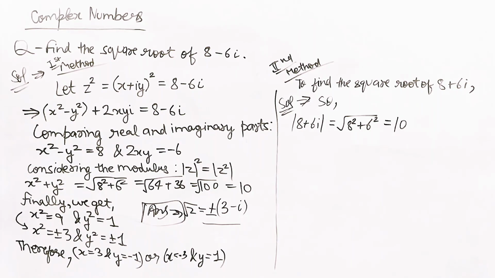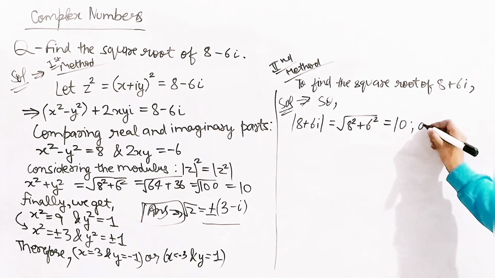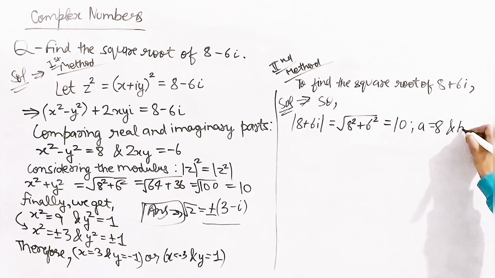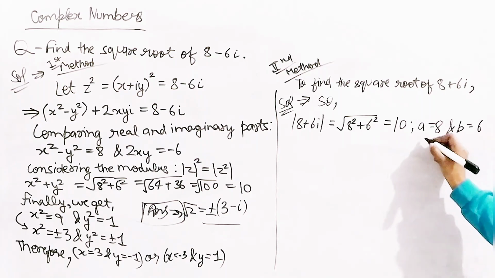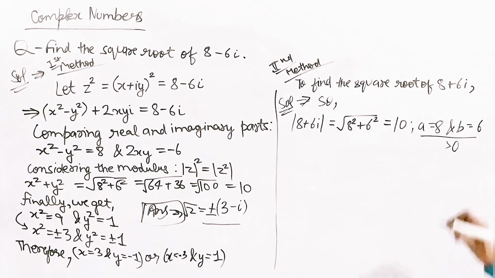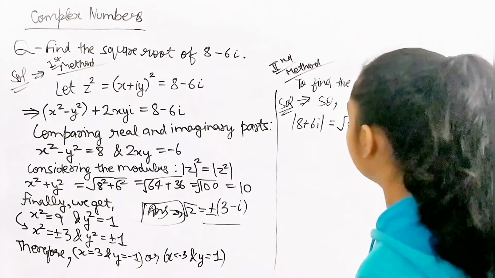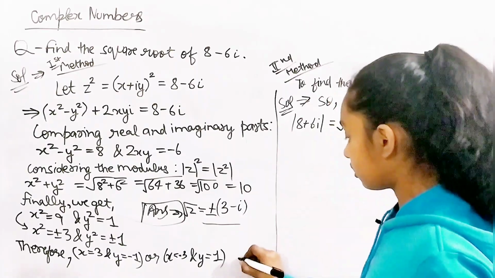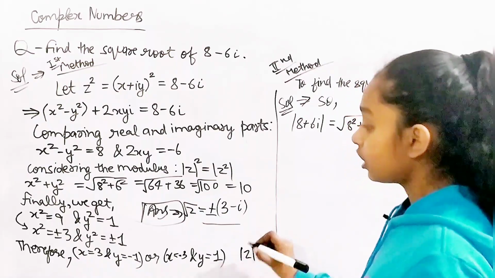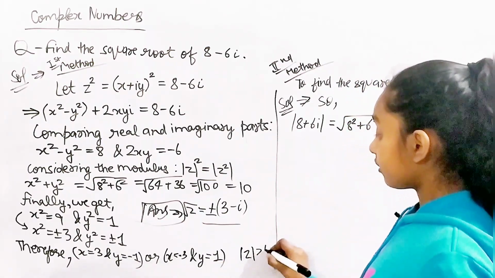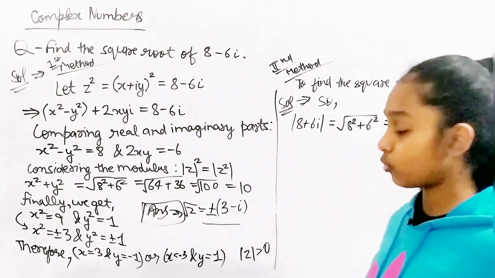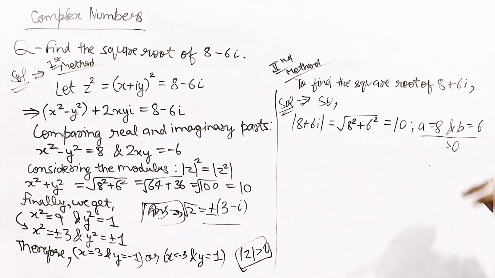One thing that we can see is that a is equal to 8 and b is equal to 6, and this is greater than 0. If you remember the point which I discussed with you, the modulus of a complex number is greater than 0, right? I discussed this, and we can see it here too. So we have found the magnitude.